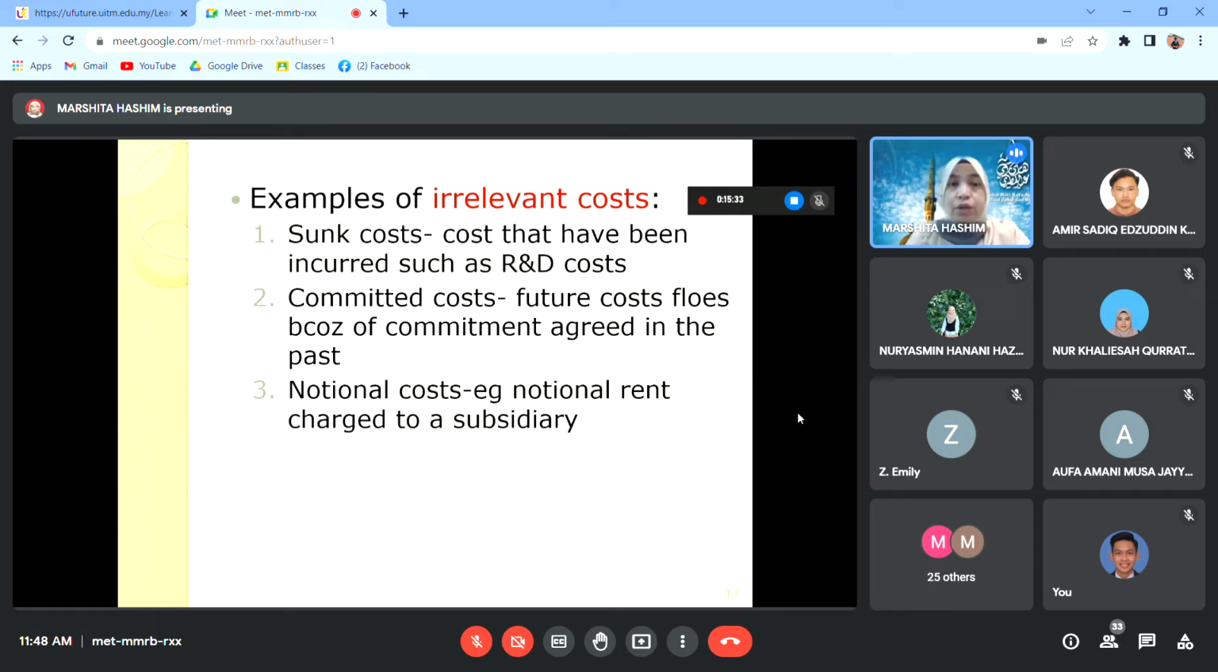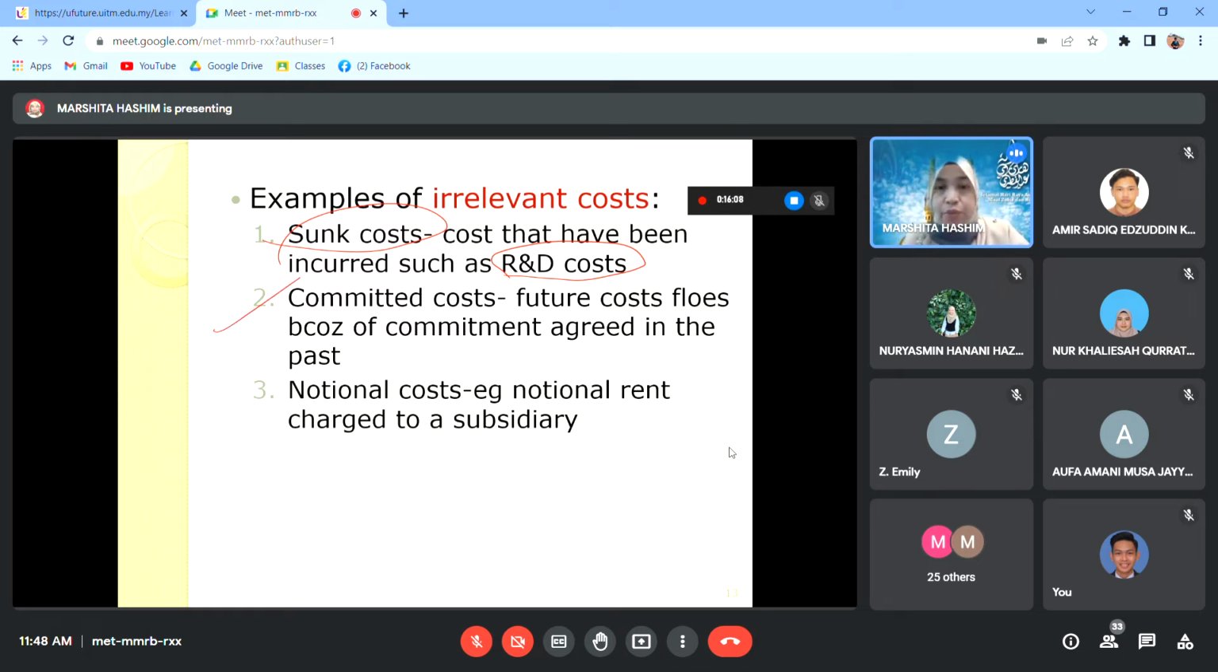Examples of irrelevant costs: sunk costs, for example, costs that have been incurred such as R&D cost. Let's say next month you plan to introduce a new product. Now you incurred research and development costs, you produce samples, you distribute to consumers, and then you get their feedback. Whether next month you introduce your new product or not, the R&D cost you cannot alter anymore. Therefore, it is irrelevant.